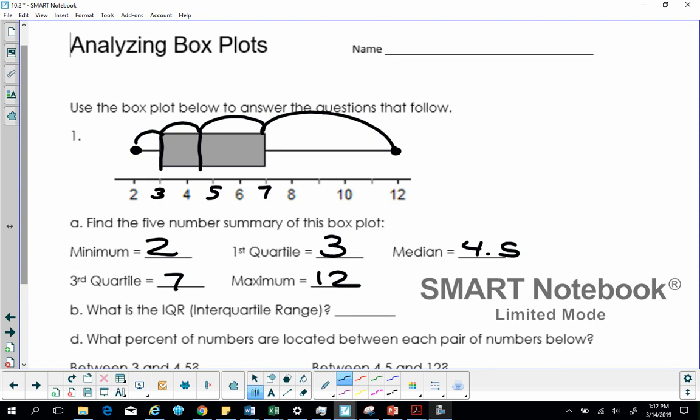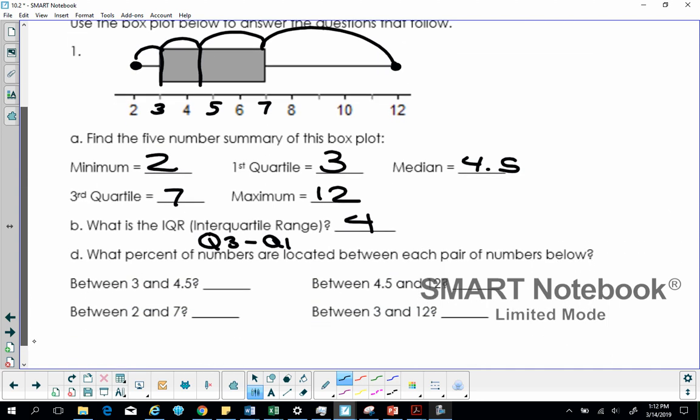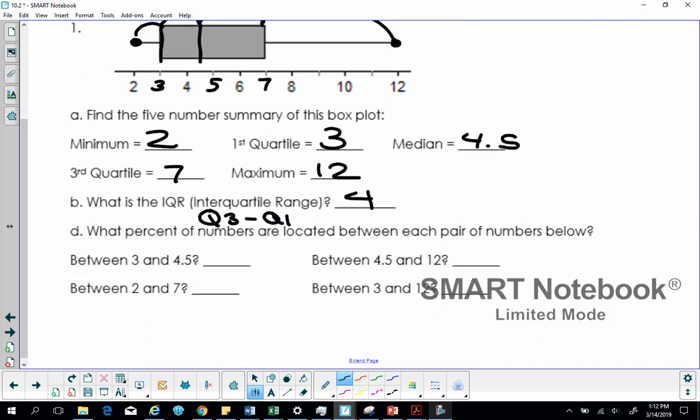It's 7 minus 3, right? Q3 minus Q1, which ends up getting you 4. Perfect. The last part is like the whole lesson: what percent of the numbers are located between each pair of numbers?